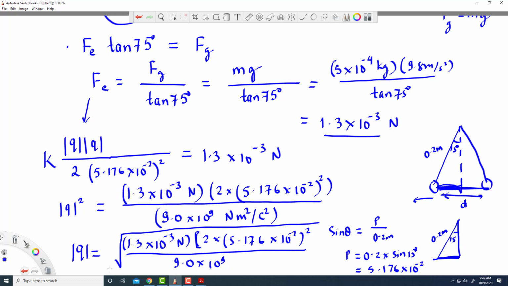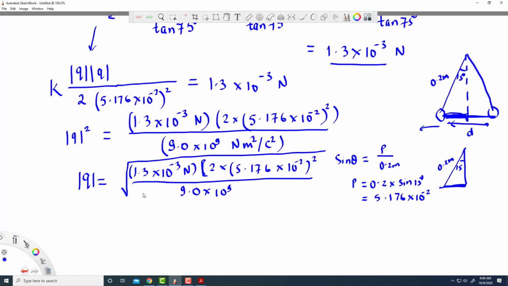And we don't know whether it's positive or negative. It's just that they are the same kind of charge. It could be negative negative or positive positive. So that gives you the answer. You can do the calculation and tell me the answer.